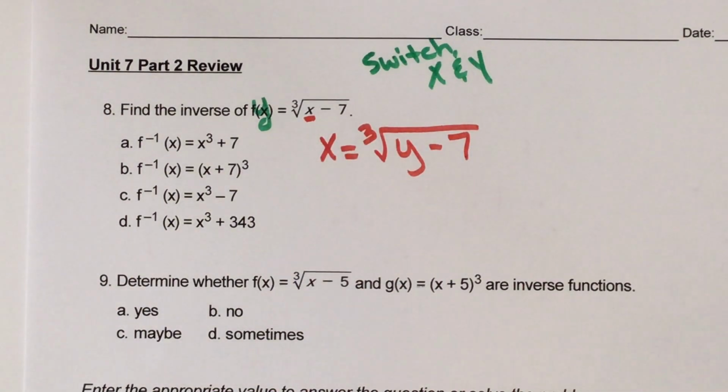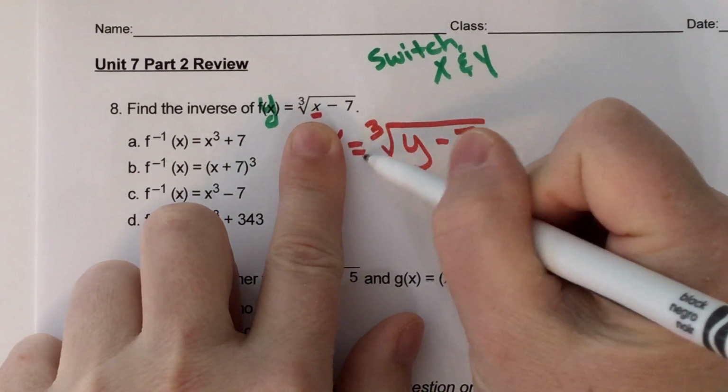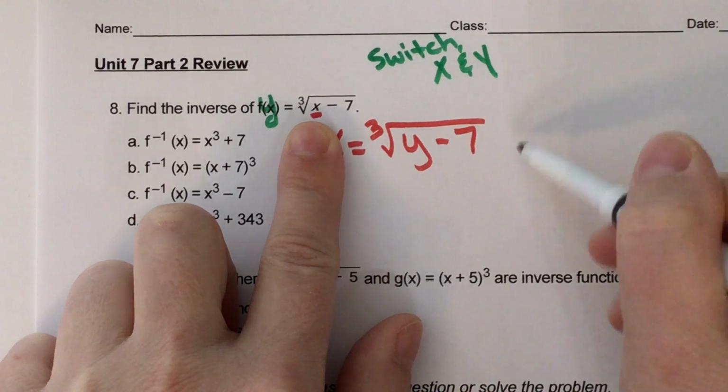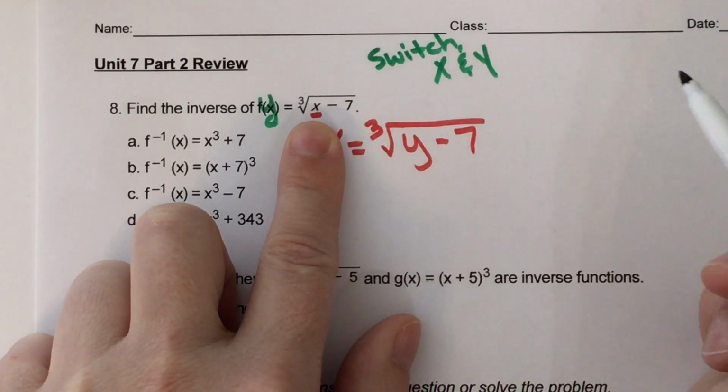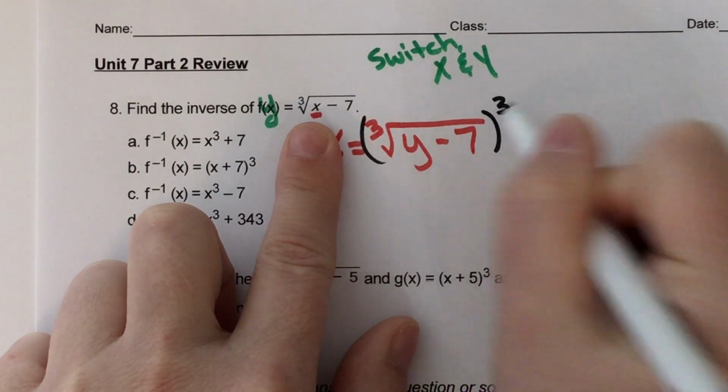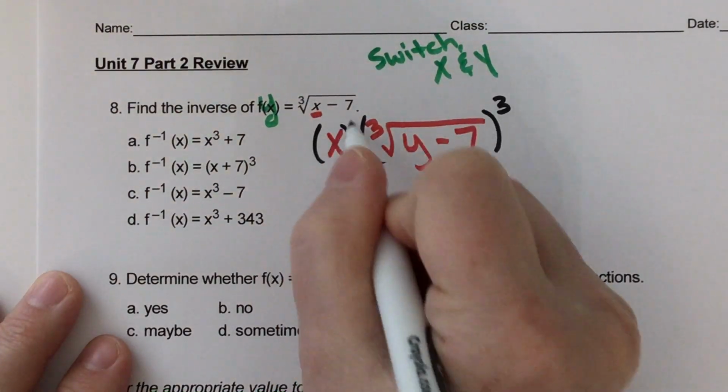And now we solve for the new y. Okay, there's nothing smushed with it, multiplied with it to get rid of. There's nothing behind it, added or subtracted. So I'm ready to get rid of the cubed right now. Or the cubed root. So to get rid of a cubed root, we cube. And if you cube that side, you have to cube that side.